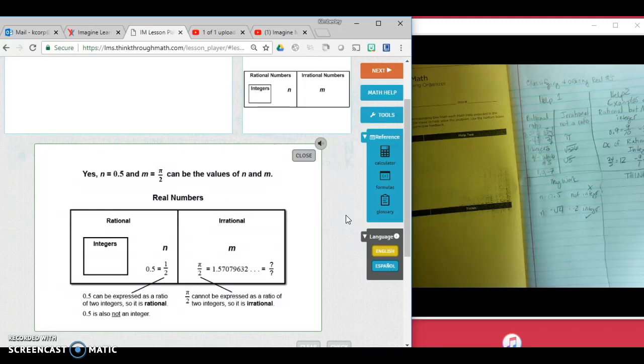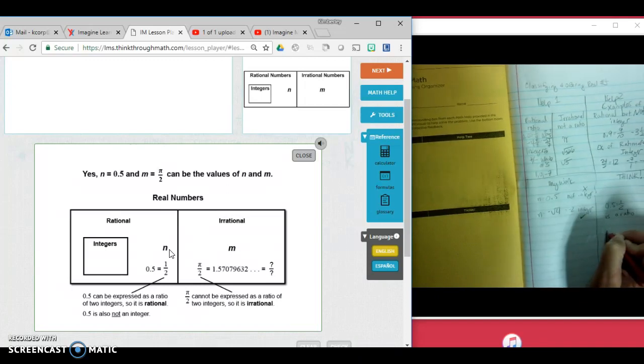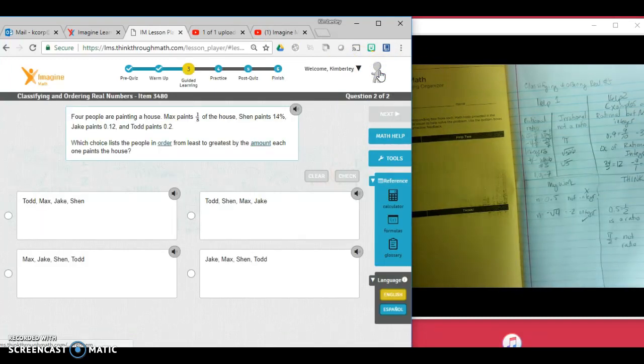So now I can write down what's written here in this box, okay? Where I have 0.5 is 1/2 is a ratio, and pi over 2 is not a ratio. And I can click on next.